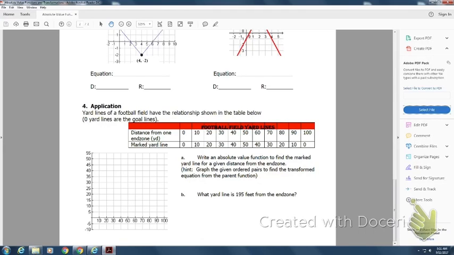All right, got this last little word problem here, and this will be it for the note. So go ahead and graph those points.